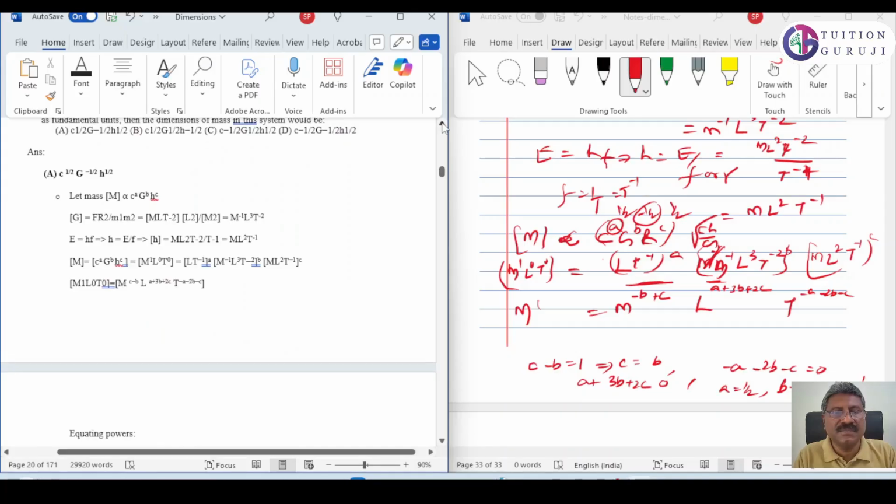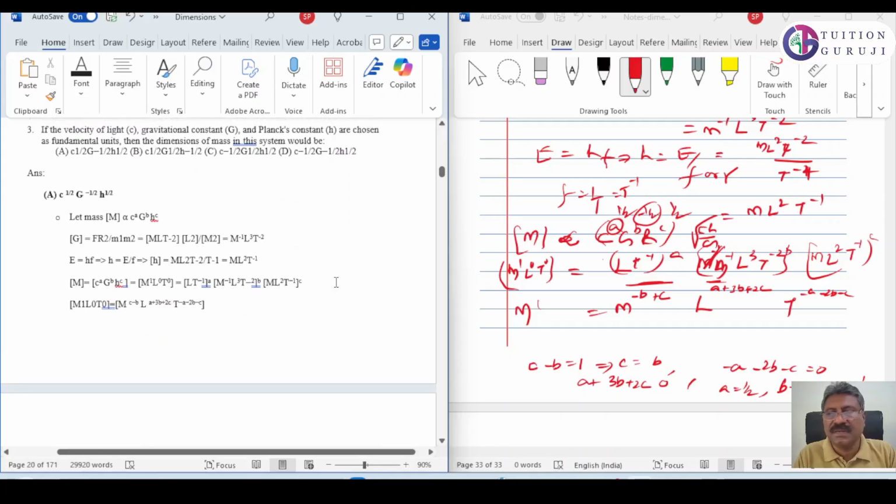What is the question? Okay, it's correct. So C raised to half, G raised to minus half, and H raised to half. C into square root of C into H divided by square root of G. That is the answer.